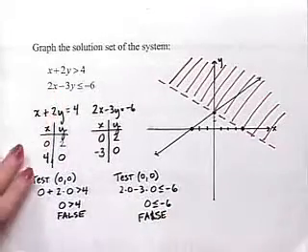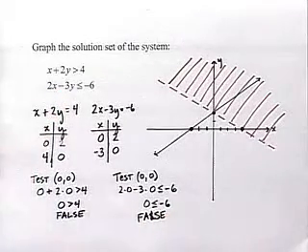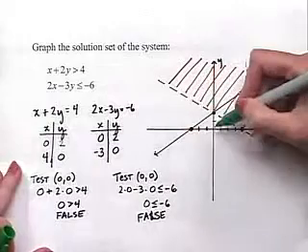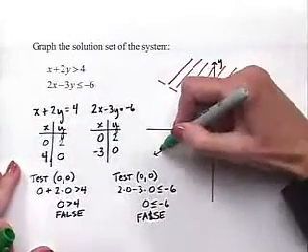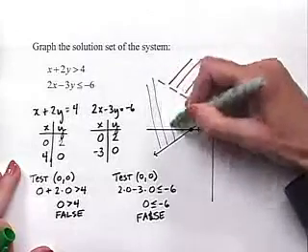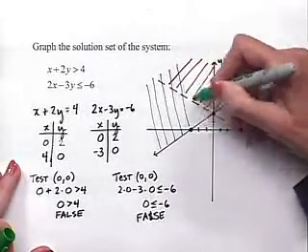What that tells us is that we do not want to include the origin in our solution set. So again, we're going to be shading in the half plane that does not include the test point. This again happens to be the section that is above the line.